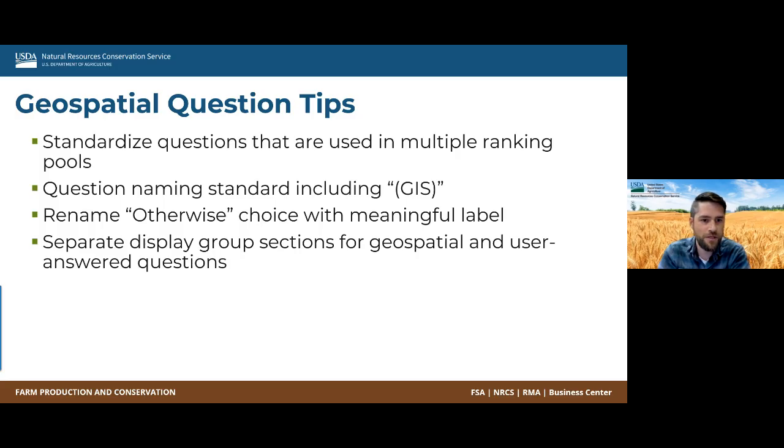And all geospatial questions in CART have the otherwise choice as the last choice. We've been renaming that choice text from otherwise to something more meaningful. And that makes the ranking pool reports and the applicability detail reports a little more clear for both our staff and clients. And finally, we're not always doing this, but in ranking pools with a lot of questions, we've created separate display group sections for the geospatial and the user answered questions.